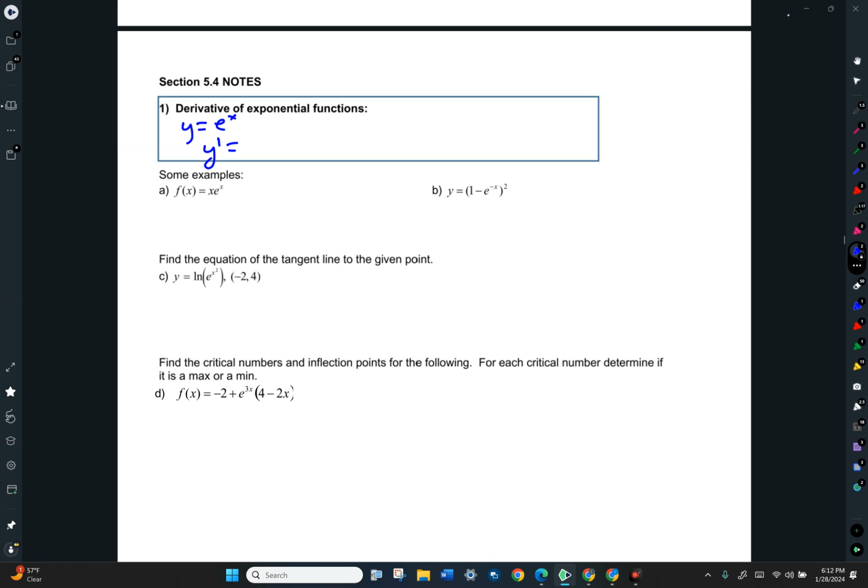So the derivative of e to the x is itself. That's the significance of the exponential function, that it is its own derivative function. And then the only thing to think about for this is, well, what if it's not just e to the x? What if it's, for example, e to the x squared?